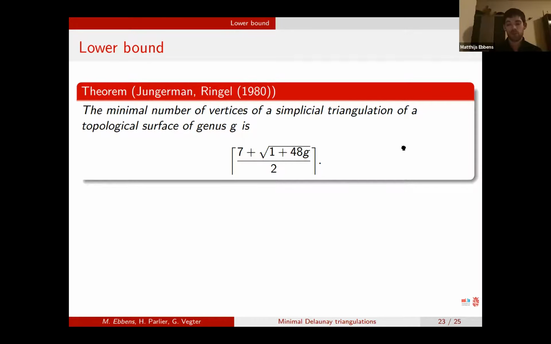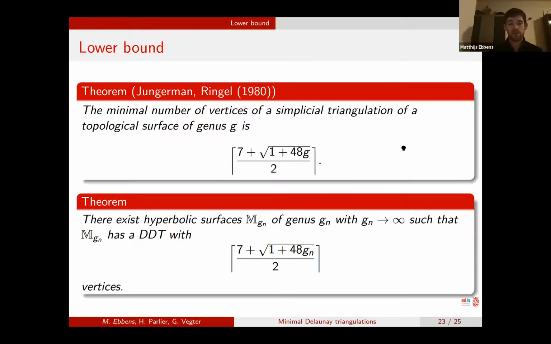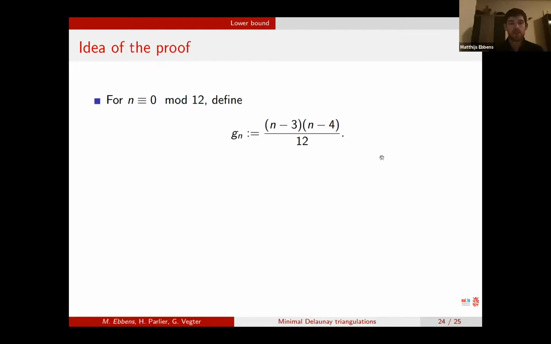So of course, you also need this many vertices for a distance Delaunay triangulation of a hyperbolic surface, because it's even more specific. But in fact, you can construct hyperbolic surfaces for infinitely many genera that have a distance Delaunay triangulation with exactly this number of vertices. So you don't need any more vertices in these. Unfortunately, it's not for every genus, but still.